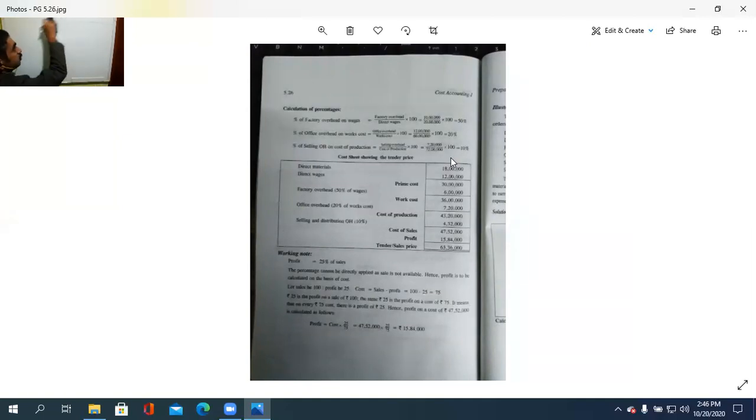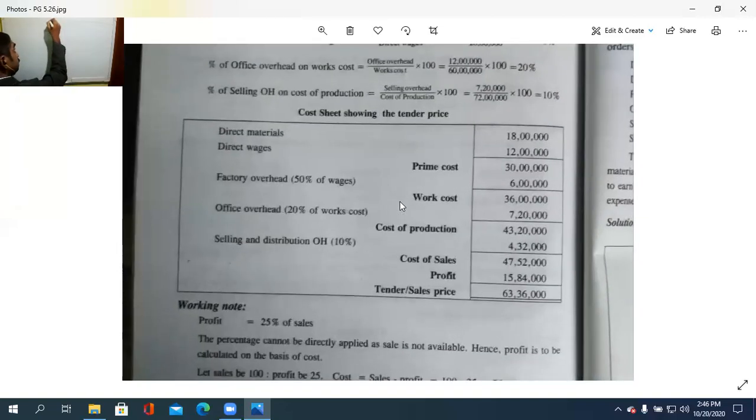So, I think the cost sheet showing tender price. So material, how much? 18 lakh. Then labor 12 lakh. We only have these two items, right? So how much is it? 30 lakh. Then add, this is prime cost.